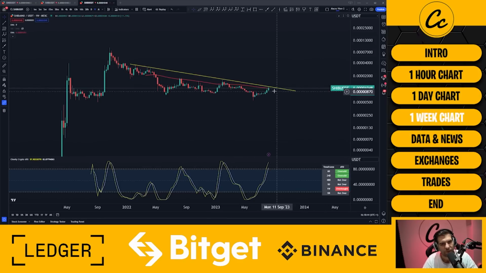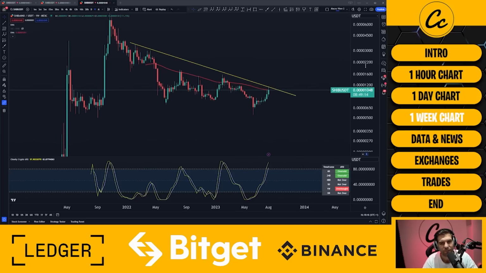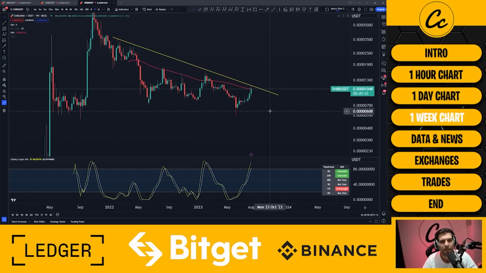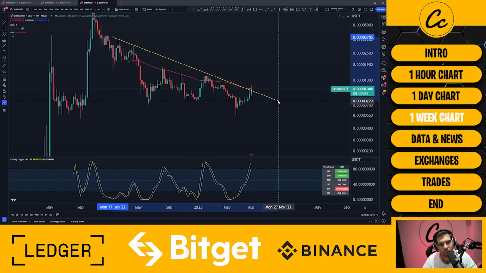It does look like the 50 EMA is also going to be a weekly resistance for us. We can see that within here, within this trend line. So it does look to me like we have a high probability of a move to the downside, unless, of course, we can close above that weekly 50 EMA, giving us some confidence.